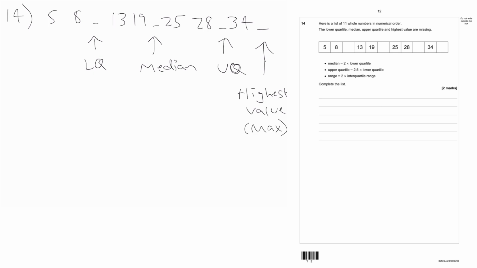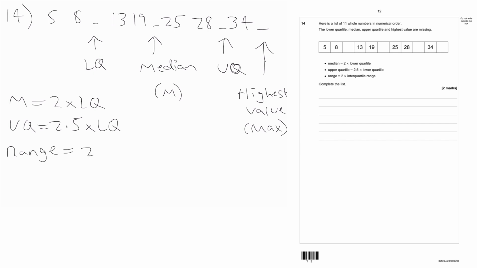So what are we told? We're told that for the median, which let's just call m, we've got m = 2 times the lower quartile. We're told that the upper quartile is equal to 2.5 times the lower quartile. And we're told that the range equals 2 times the interquartile range, which is just the difference between the upper and lower quartiles.